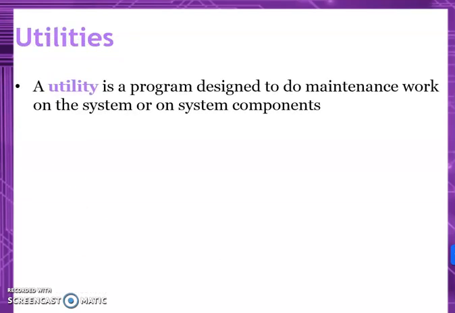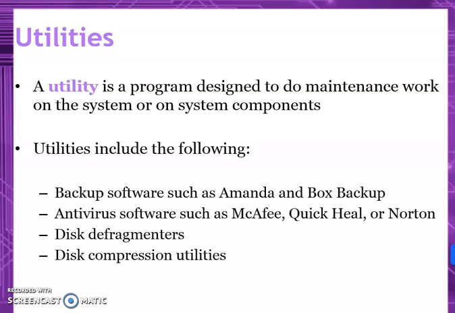Then utilities. These are programs designed to maintain the work on the system or the system components. These include backup software. Basically, these maintain our work. If suddenly the light is gone and we cannot save our work, we have this in the computer. It has the ability to save the work where we left off, so after some time we can continue again.